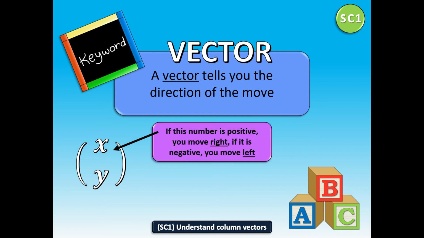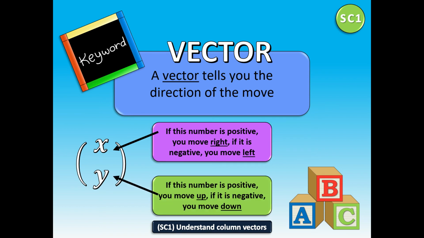The number on top tells you how much it moves right or left. If this number is positive, it moves right. If the number is negative, we move left. The number on the bottom tells you how far it moves up or down. If this number is positive, we move up, and if it's negative, we move down.